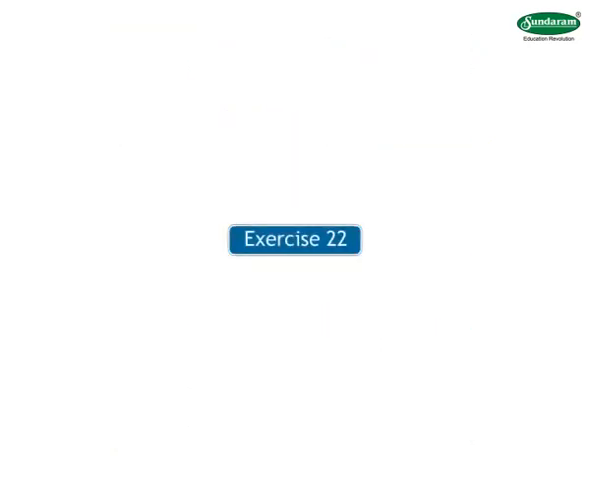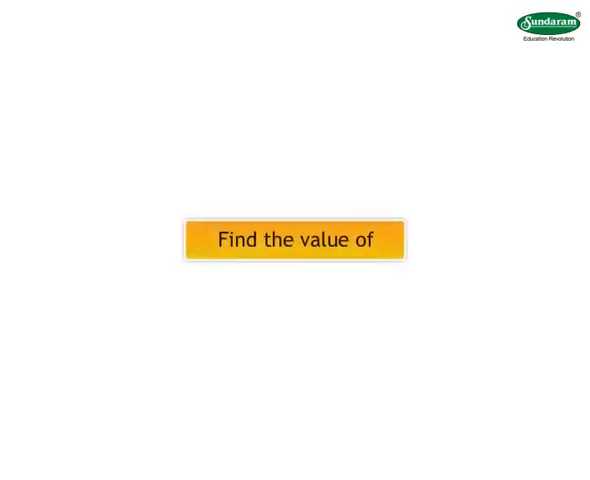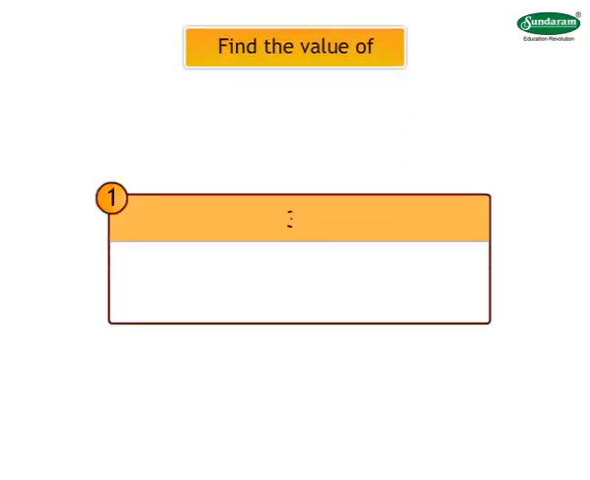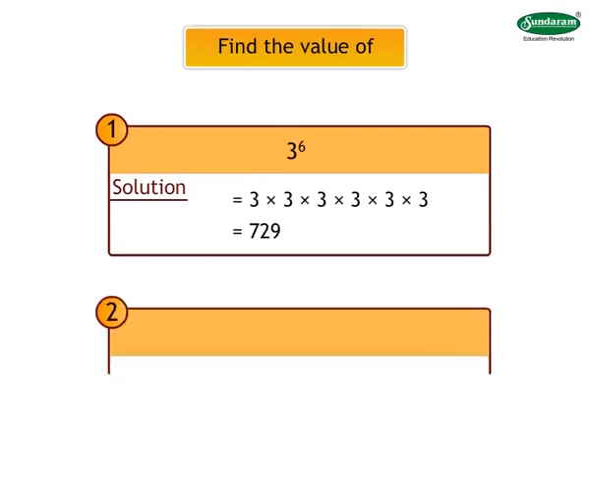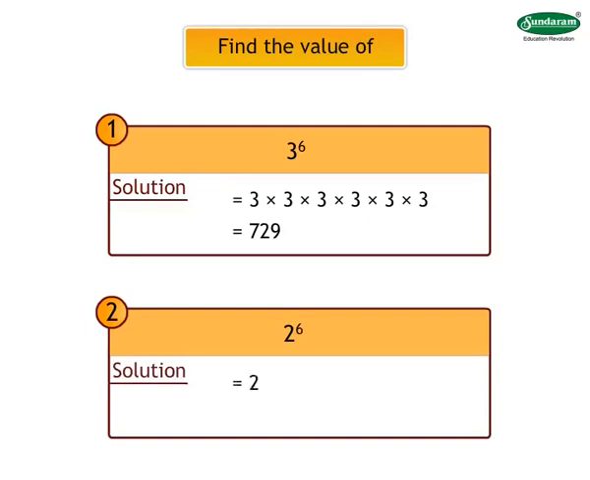Now let us solve exercise 22. Find the value of number 1. 3 raised to 6. Solution: equals 3 into 3 into 3 into 3 into 3 into 3 equals 729. Number 2. 2 raised to 6. Solution: equals 2 into 2 into 2 into 2 into 2 into 2 equals 64.